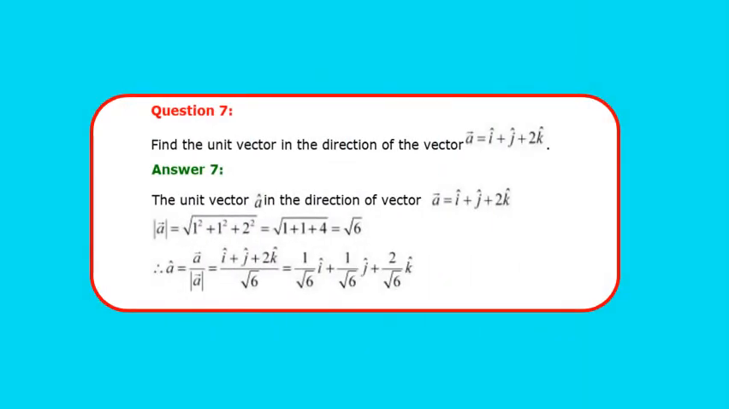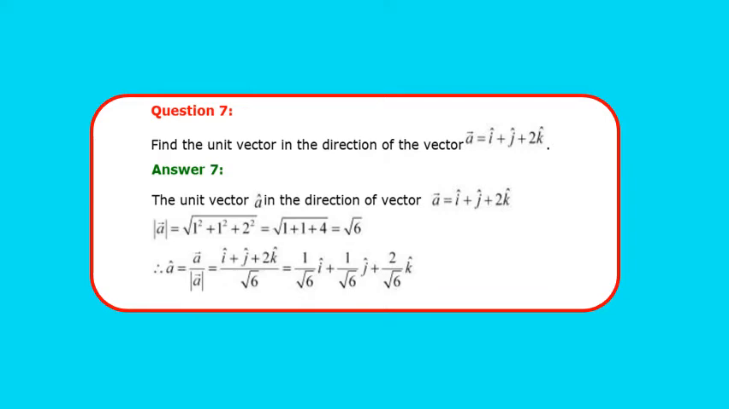Next we have question 7. Find the unit vector in the direction of the vector a equals i plus j plus 2k. So we have to find the unit vector. So let this given vector a be equal to i plus j plus 2k. So we need the magnitude of a. So magnitude of a equals under root 1 square plus 1 square plus 2 square, which is equal to root 6.